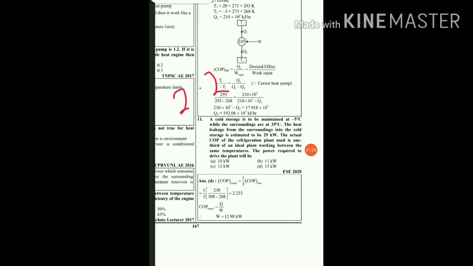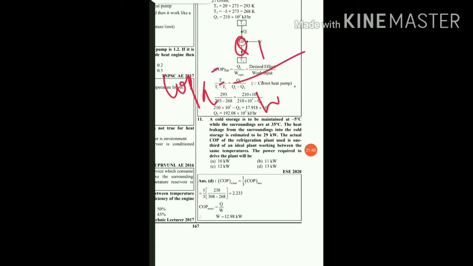Once you find out the actual COP, which comes out to be 2.233, it is quite easy to find out the power required to drive the plant. The actual COP will be equal to Q1, the desired effect at the lower temperature side, upon W input.